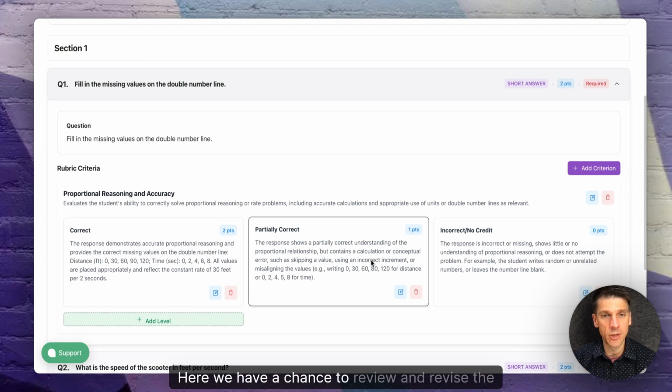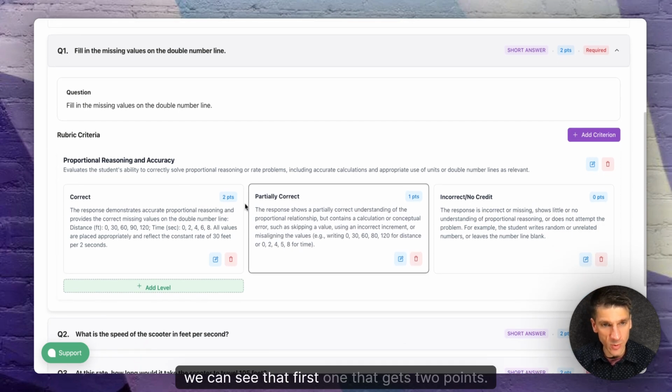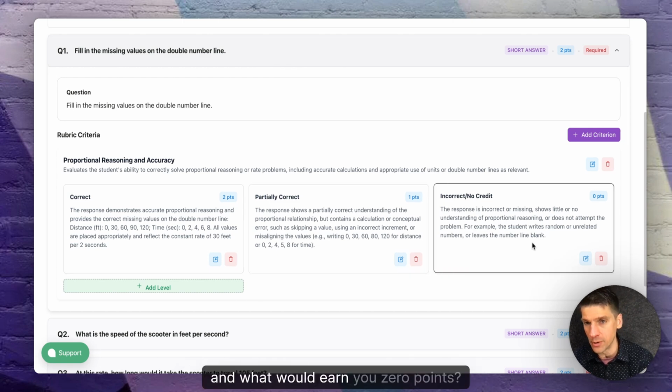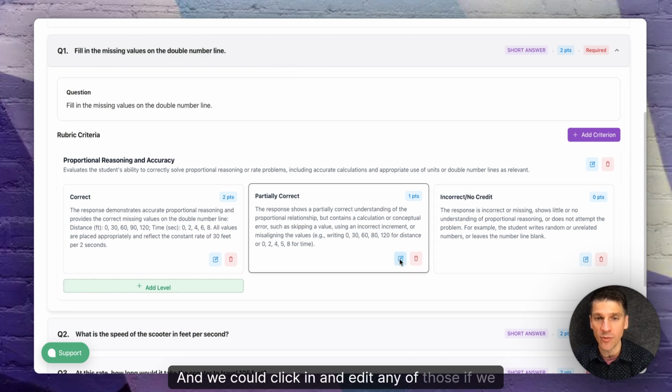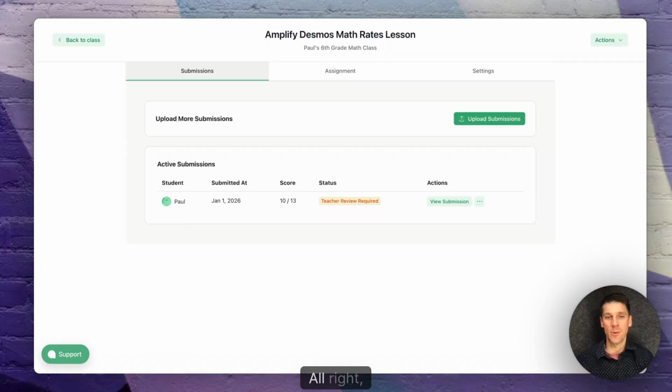Here we have a chance to review and revise the rubric if needed. Like we can see that first one that gets 2 points, we can see what would earn you 2 points, what would earn you 1 point for partially correct, and what would earn you 0 points, completely incorrect. And we could click in and edit any of those if we thought that the criterion needed to be changed a little bit.